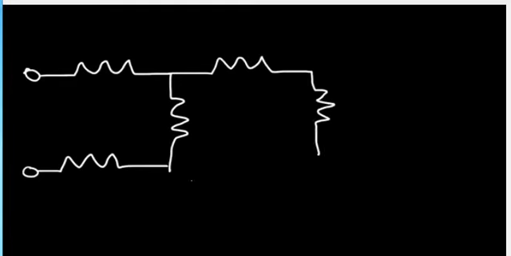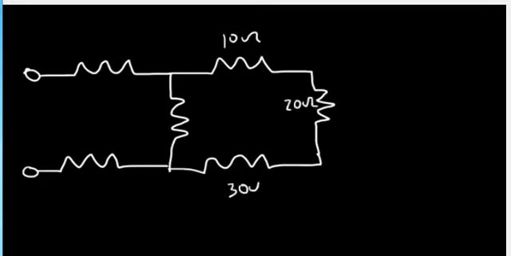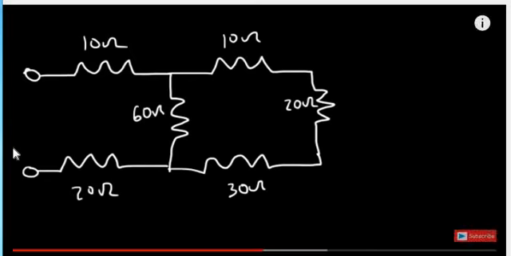Let us draw one more complex circuit. One question 100% asked on this network simplification, series parallel combination, and this is a very simple one. Suppose this is the complex network. We have to find out the resistance between these two terminals.